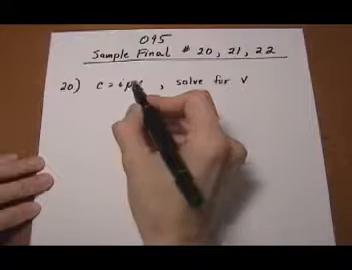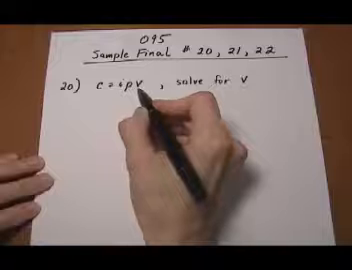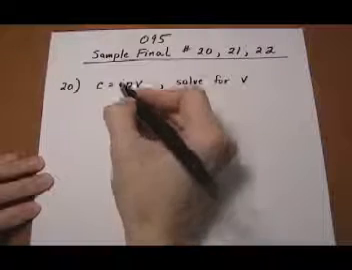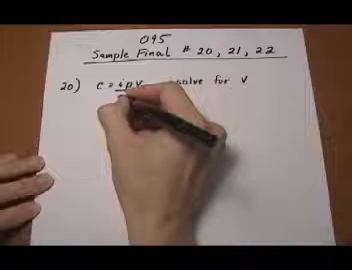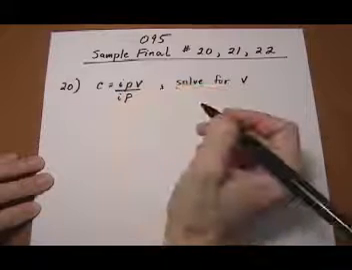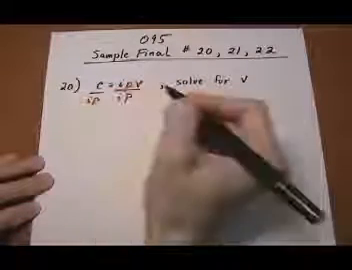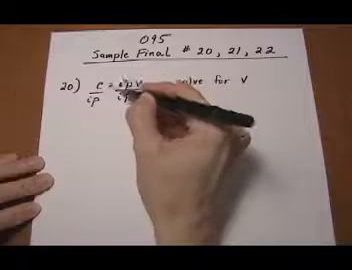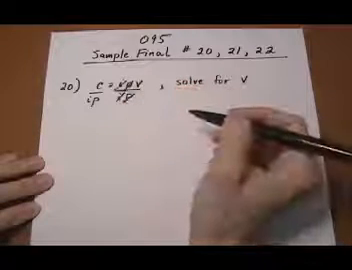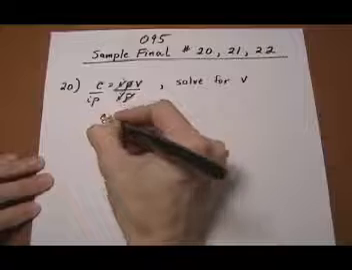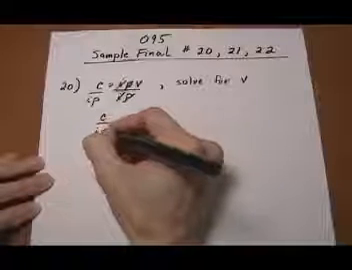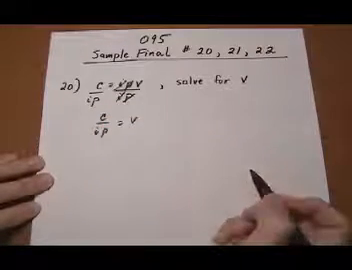I and P are both being multiplied onto V. So if we want to clear them to the other side, we need to divide them off. So if we divide both sides by IP and balance it on the left, on the right side, I's cancel, P's cancel. So we're left with our answer, C over IP equals V.